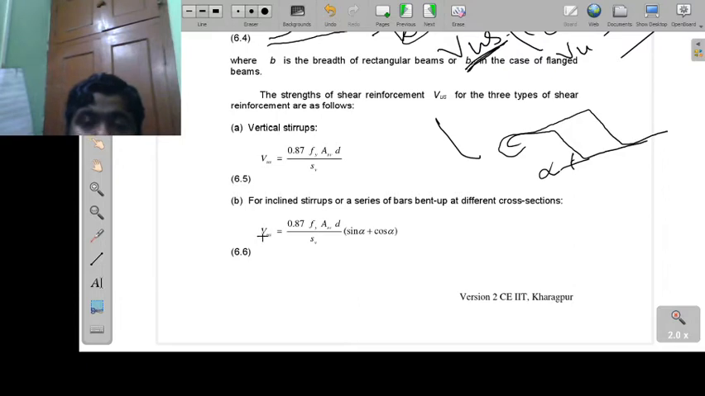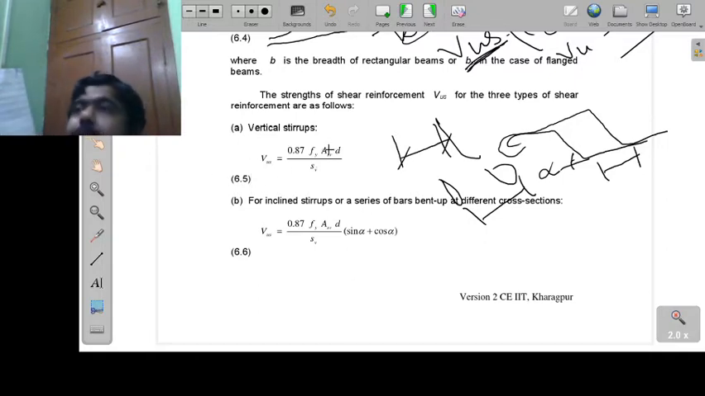Vus is the amount of shear force, and Sv is the spacing, here it is talking about this spacing. If you are providing vertical stirrups, then this is the spacing, or if you are providing inclined stirrups, then it is the spacing between the two stirrups. fy we know, d is the effective depth, and Asv is the area of the shear reinforcement.